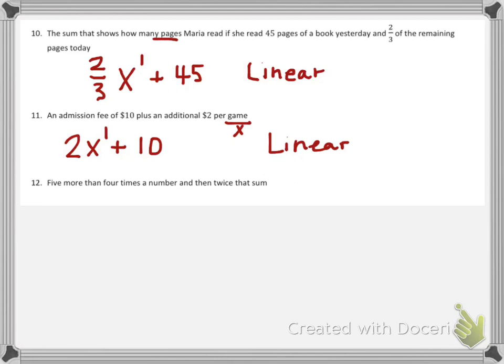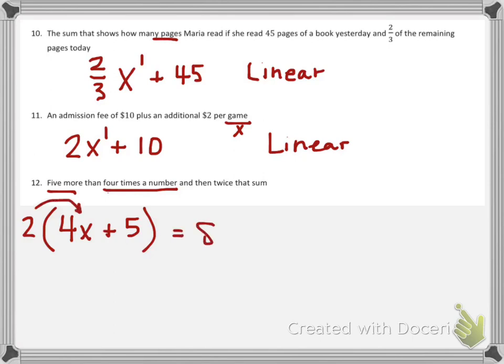Number 12. 5 more than 4 times a number. So we want 4 times a number, that's going to be 4x. And then 5 more than that, so that's plus 5, 4x plus 5. And then twice that sum, so I'm going to multiply all of this by 2. 2 times 4x plus 5. If I simplify using the distributive property, I would get 8x plus 2 times 5 is 10. 8x plus 10, my exponent is a 1. This is linear.